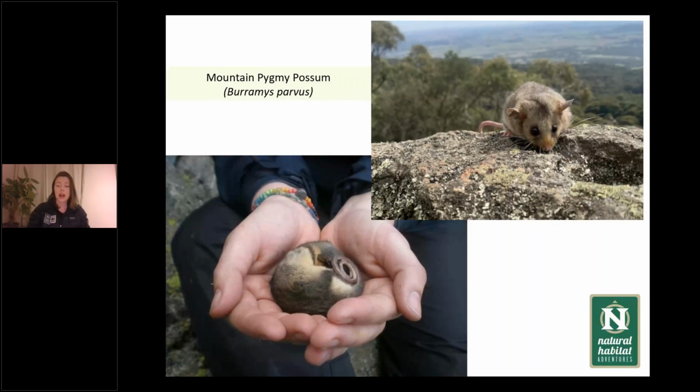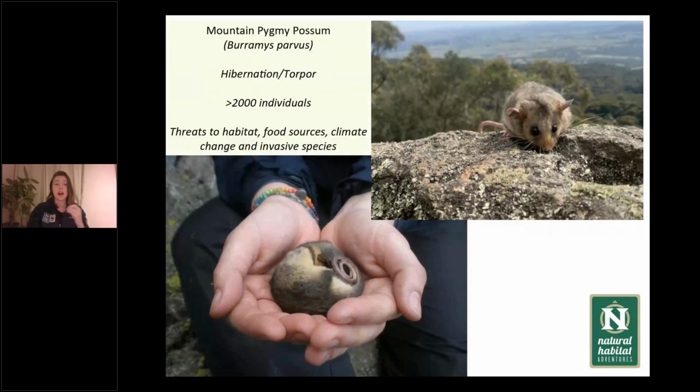But due to a lot of increased warming, we're seeing longer drought periods in the alpine regions. We're seeing far less snowfall. And so the bogong moths are not reproducing in the way that they used to. And so as a consequence, our mountain pygmy possum has suffered as well.